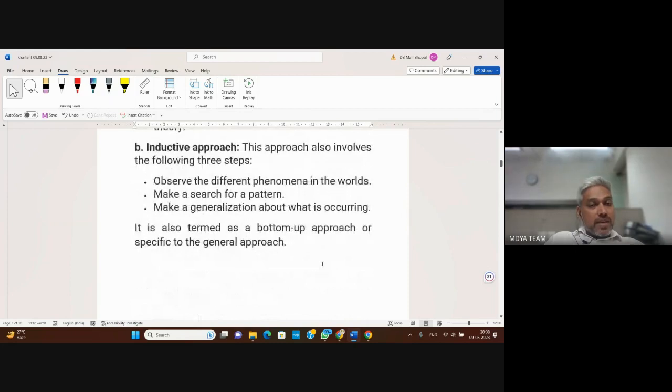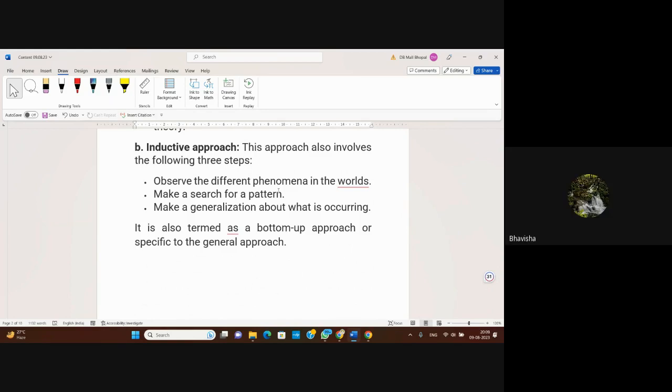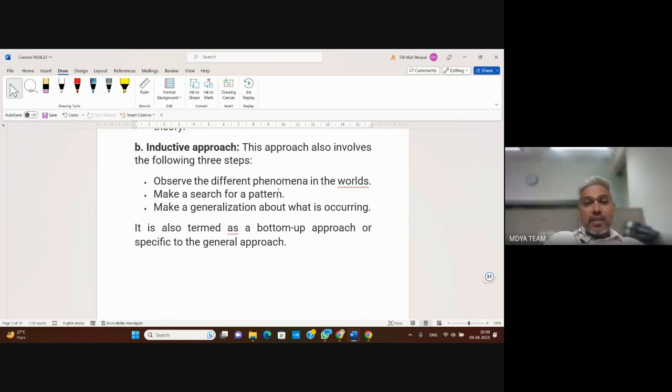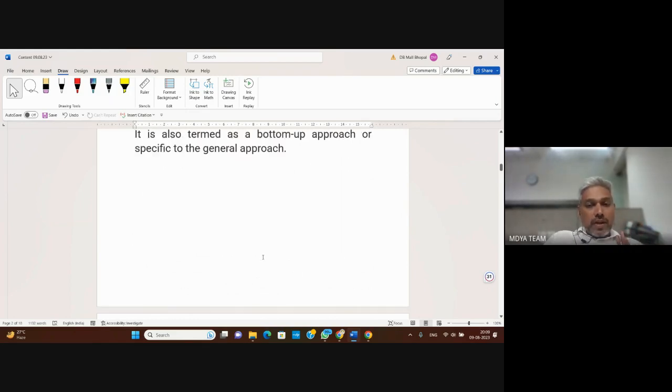And next is the inductive approach. We are learning deductive approach and inductive approach under the methods of research, and under the methods of research, the basis is, what is the basis? On the basis of logic. Correct. So observe the different phenomena in the world, search for a pattern, and make a generalization about what is occurring. It is also termed the bottom-up approach or specific-to-general approach, right?